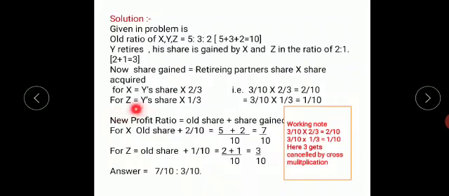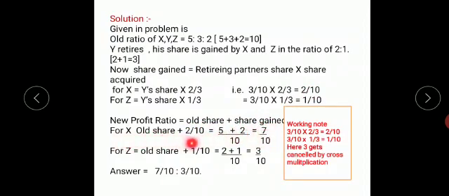Similarly for Y, Q's share into 1/3. 3/10 into 1/3. Again 3 gets simplified because it is common. Now the remaining is only 1/10. Now what is the new profit ratio? Old ratio plus share gained. Now I know what the share gained is, so this fraction has to be added to the old ratio of the respective partners.